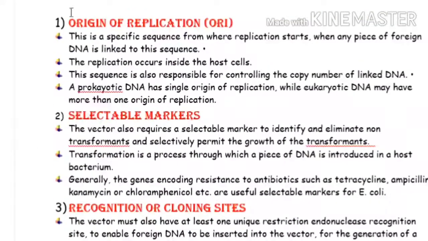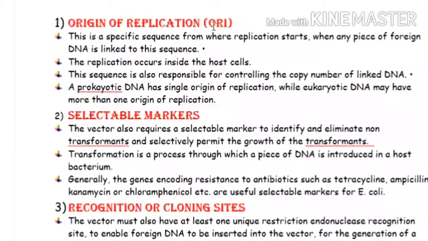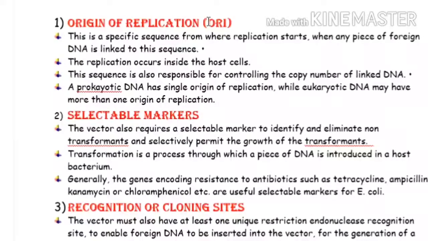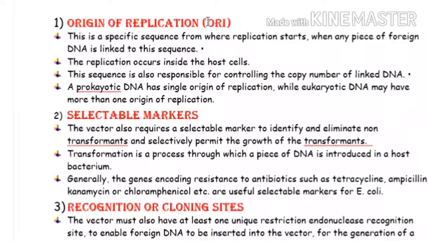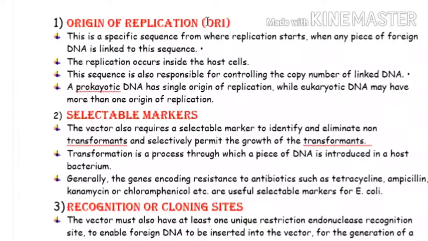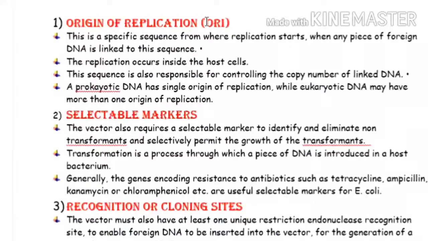See, we want that our vector should have origin of replication. This is the first feature which we want in our vector. Vector should have ori site. Ori site is a site from where the origin of replication can start.